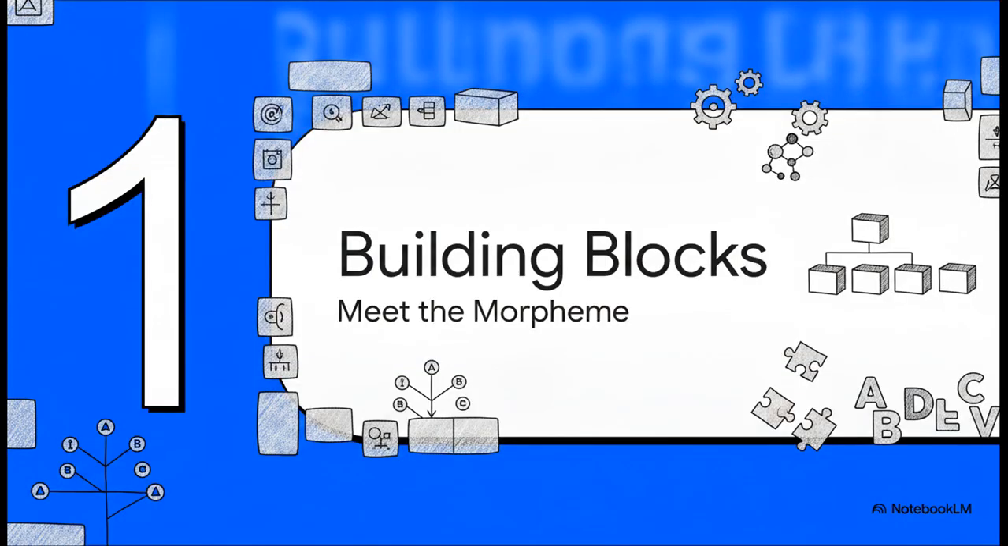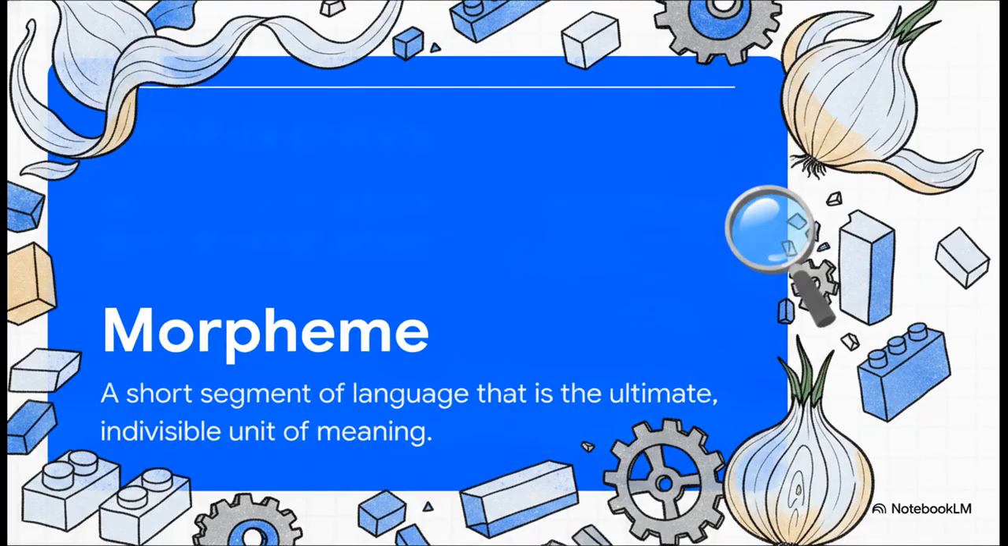Okay, part 1. The building blocks of words. Meet the morpheme. So, if you take a word, right, and you strip it all the way down, just peeling back the layers until you literally can't peel anymore without destroying the meaning entirely, what you're left with is a morpheme. It's the absolute, ultimate, indivisible unit of meaning in the English language.